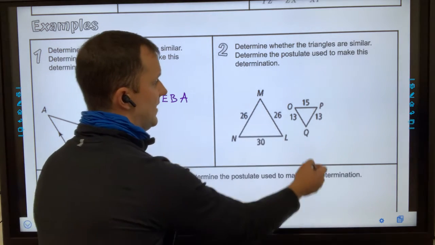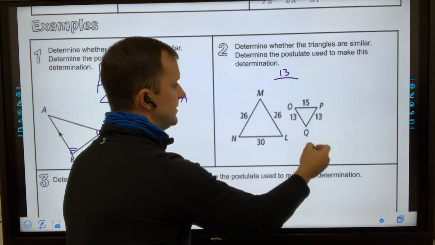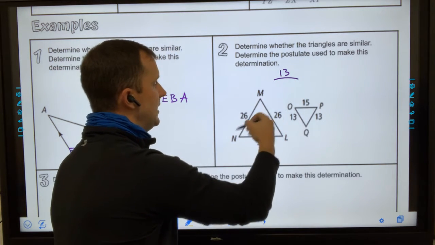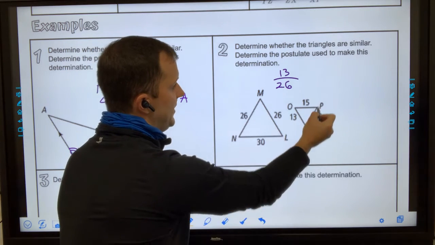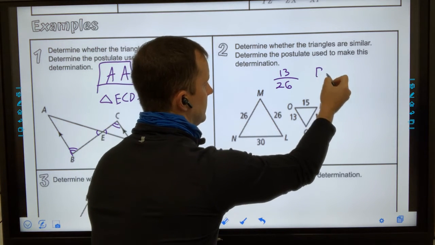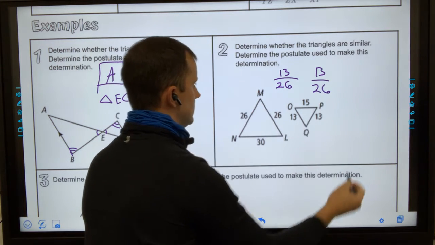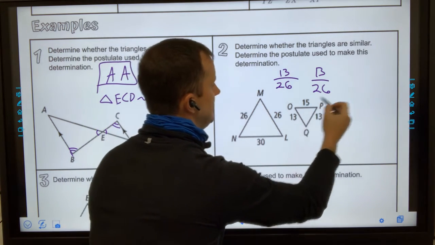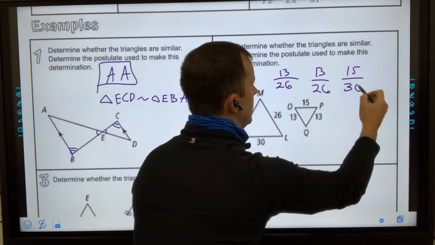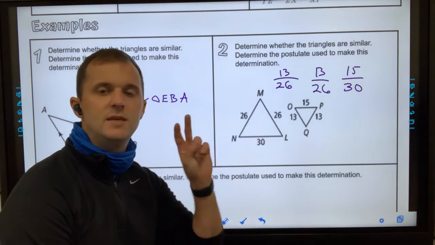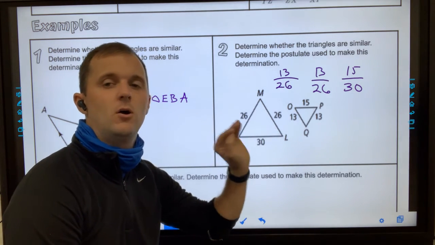okay? So right now, if I look, QO is 13, and I'm going to say its corresponding side is going to be MN, which is 26. Okay? So now right here, PQ is going to be 13, and then ML is going to be 26. And then lastly, OP is going to be 15, and then NL is going to be 30. Well, right now, just by looking at this, two of these are going to be the same. But what we can do is simplify them to see if they're all going to match up.